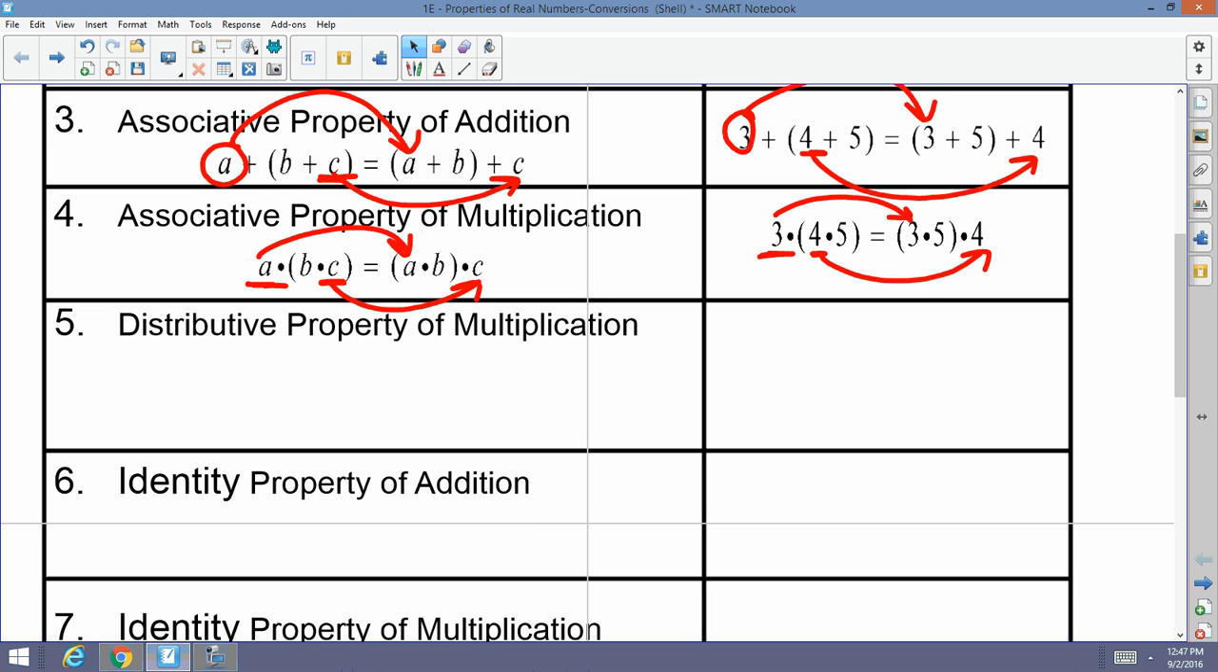The distributive property of multiplication. Before I show that to you, let's just think about what the word distribute means.